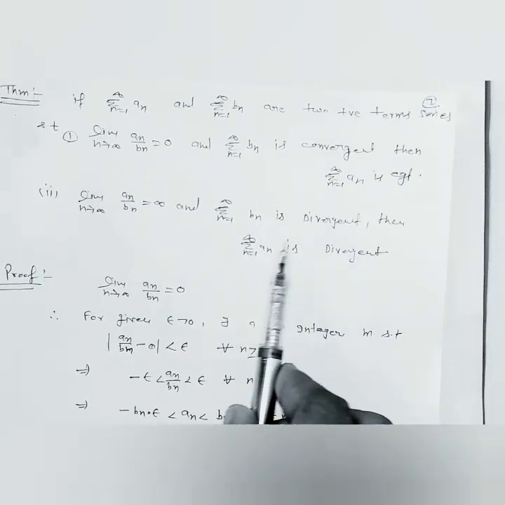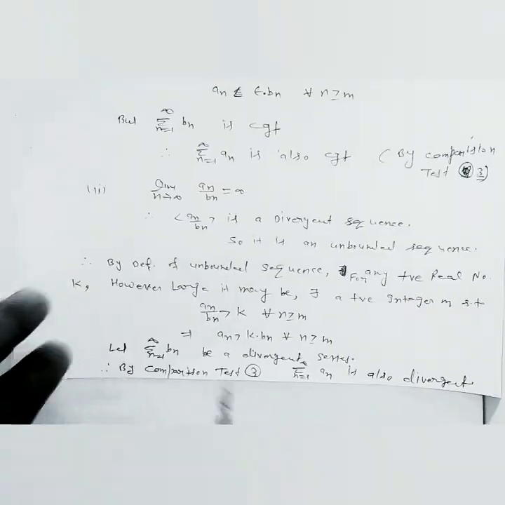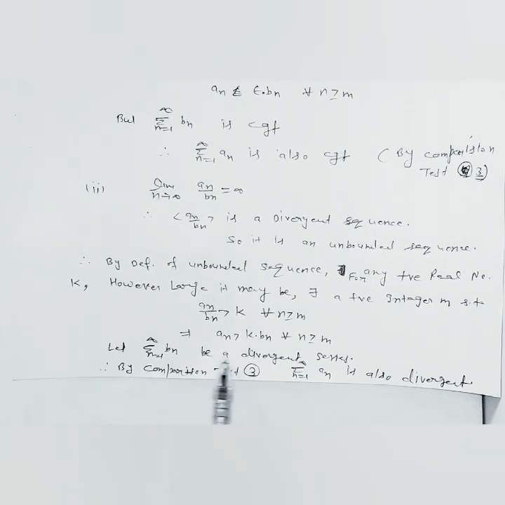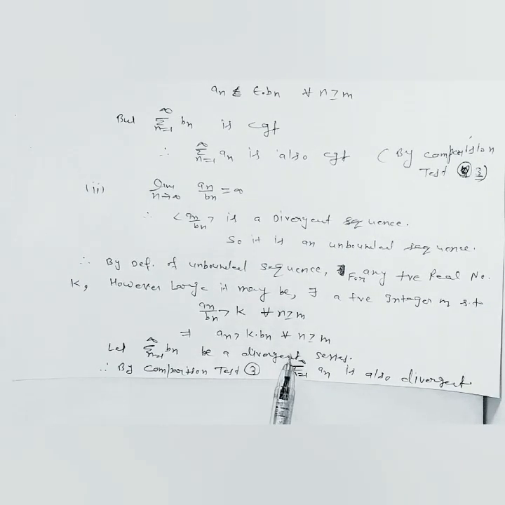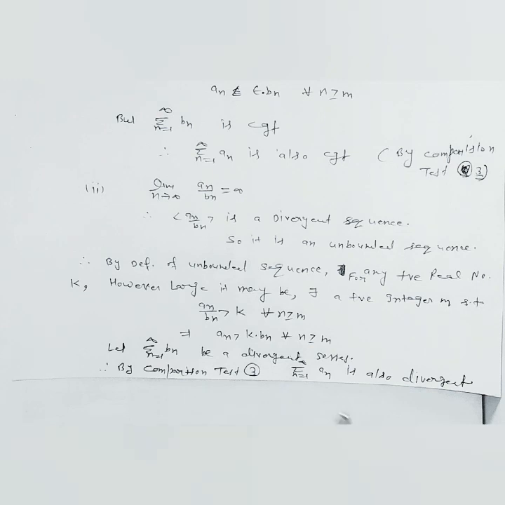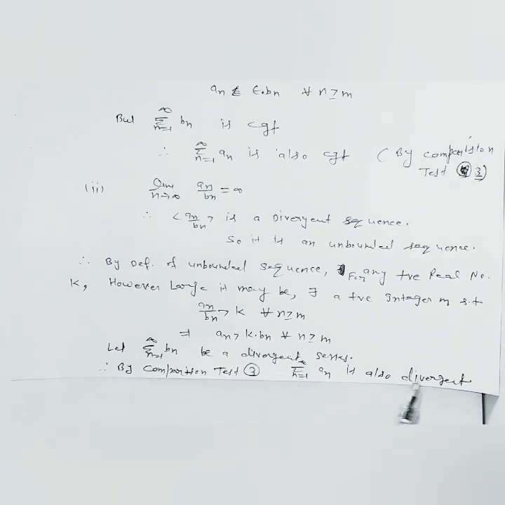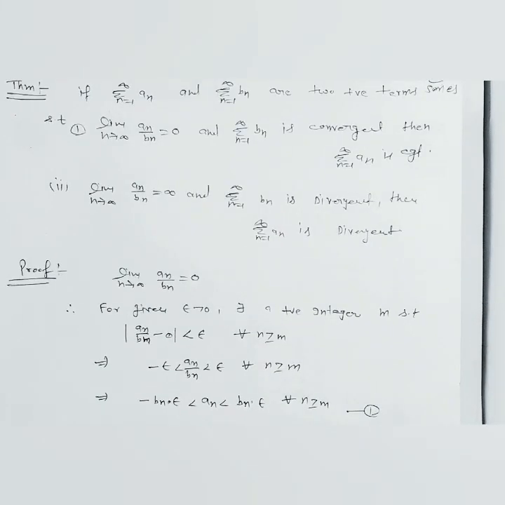So for the second part, if bn is divergent, we have to show that an is also divergent. Let summation bn be divergent. Therefore by the comparison test third, again we have summation an is also divergent. Clear? Okay students, thanks.